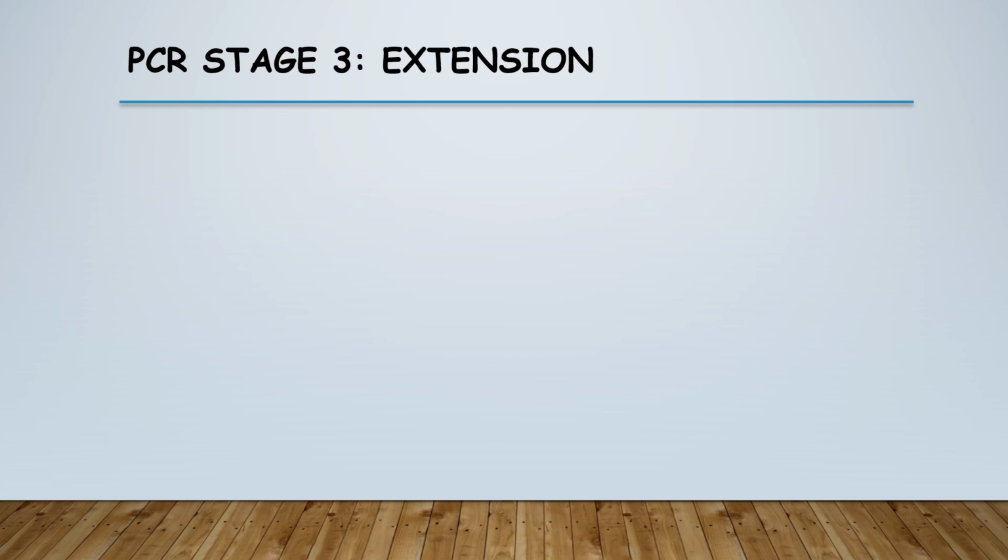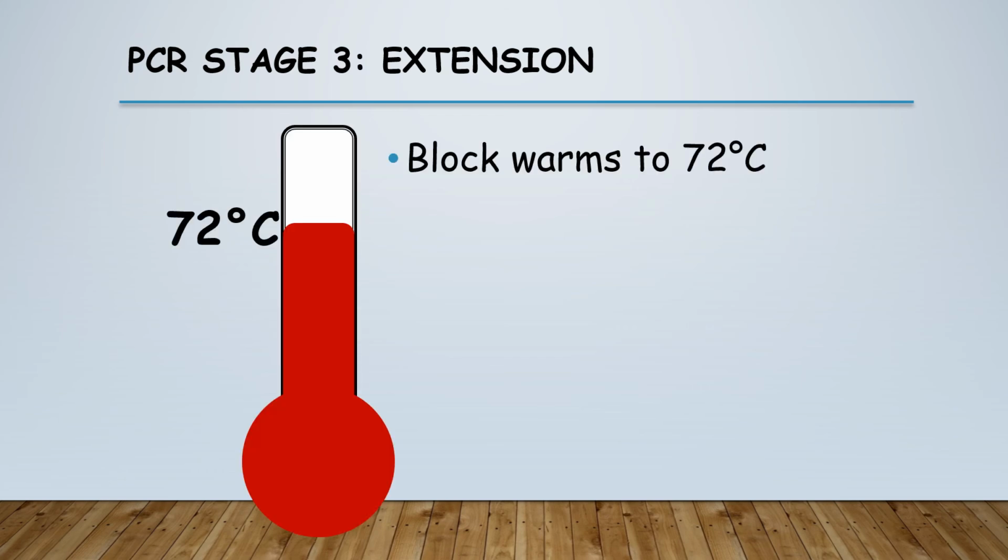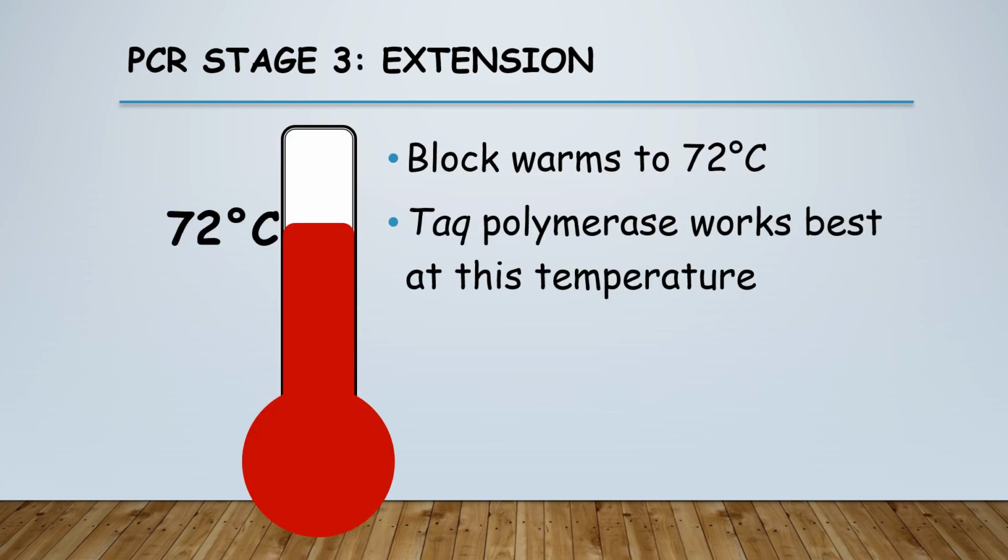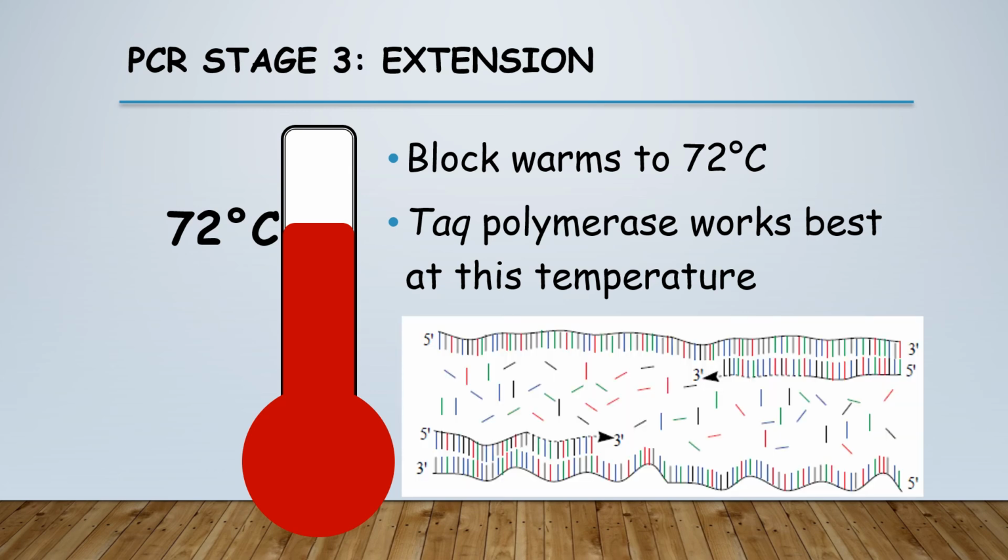So stage 3 is known as extension. We're going to heat this up again to 72 degrees. That's the optimum temperature for Taq polymerase, so it's going to work really quickly. And it's called extension because we are going to extend our complementary strands of DNA, starting at the primer, as it happens in DNA replication. So the Taq polymerase will add on new free nucleotides onto the 3' end of each of our new strands of DNA.